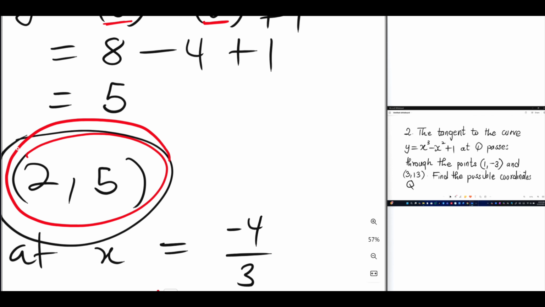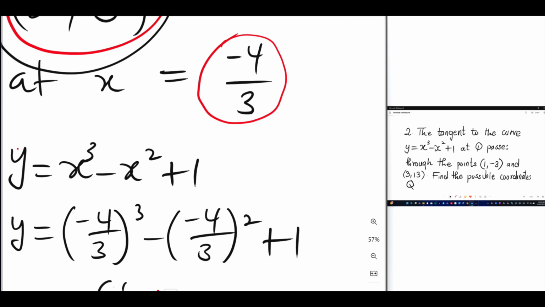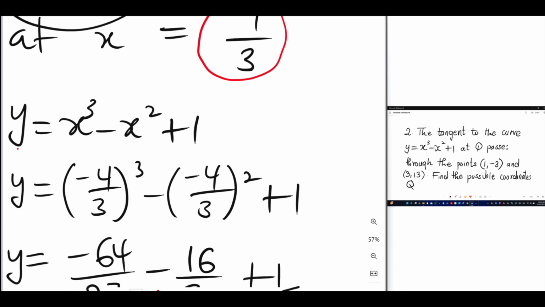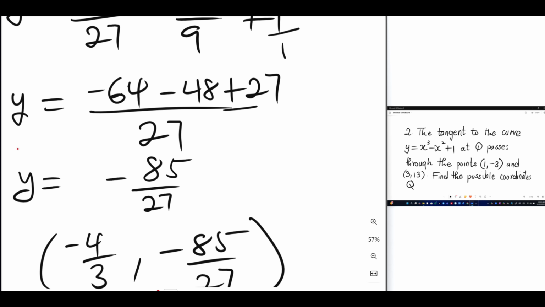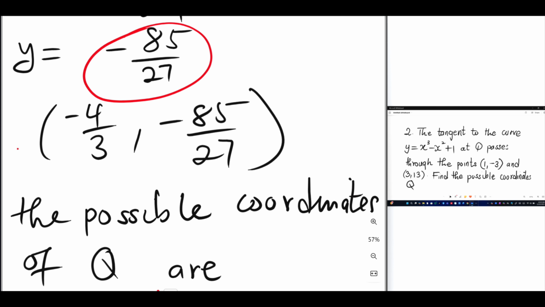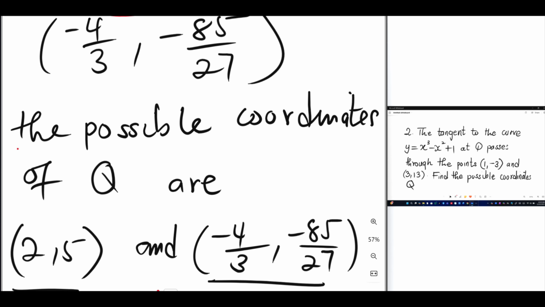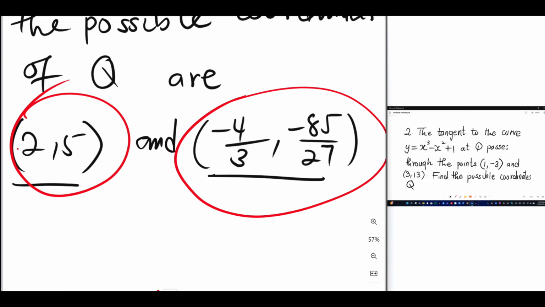Then you pick the second x value at the point where the gradients are equal. You also plug this value into the original function to get its corresponding y value, and you have done that to obtain this value. So you are going to pair them: negative 4 over 3 against negative 85 over 27. All right. So these are the possible coordinates of point Q where the tangent touches the curve.